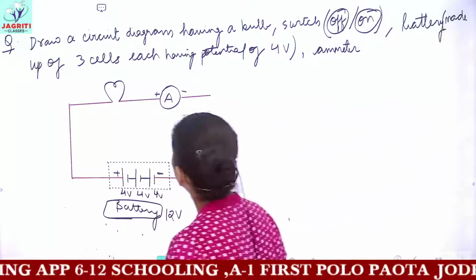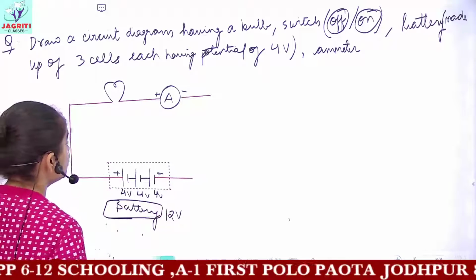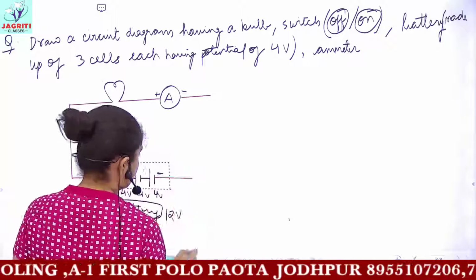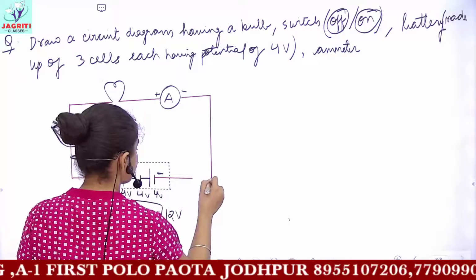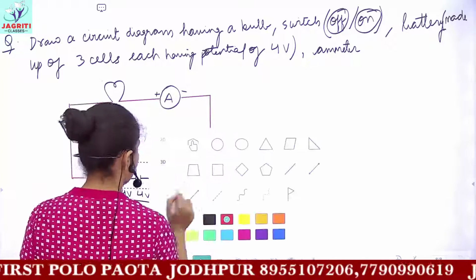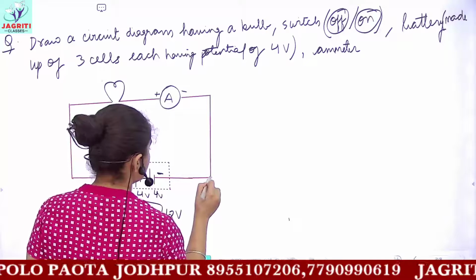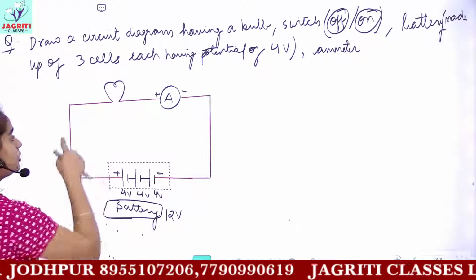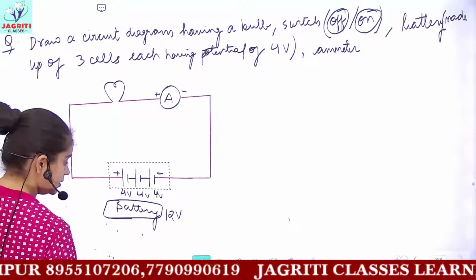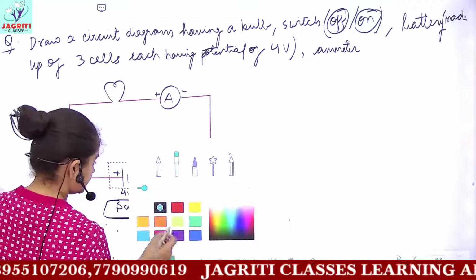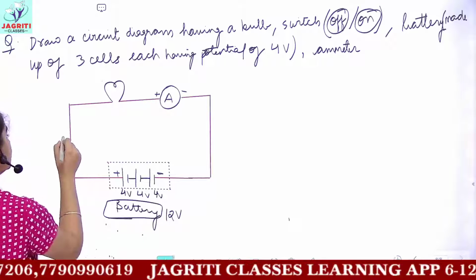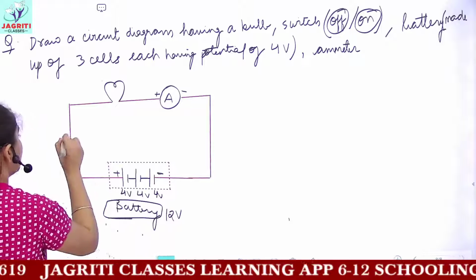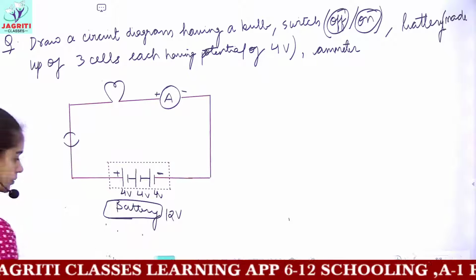Okay, then what you can include, you have to include a switch. So let's include a switch here. This would be your circuit diagram. From the battery, the current always flows from the positive to the negative terminal. And for drawing the switch, I'll draw it here. And the switch can be represented like this, okay?